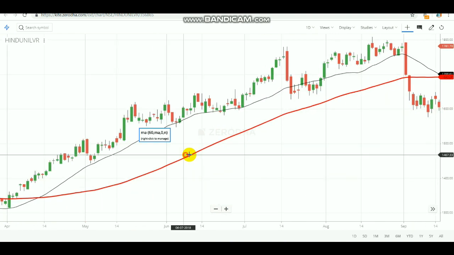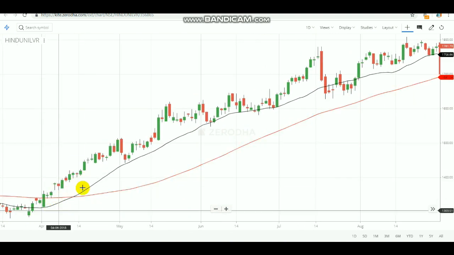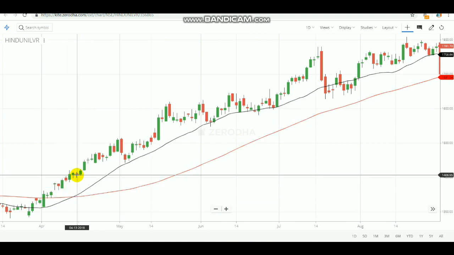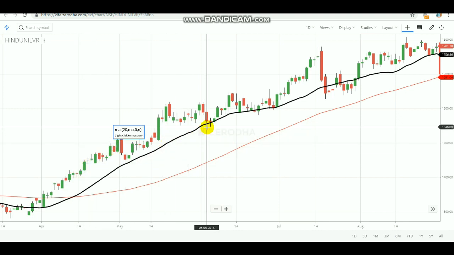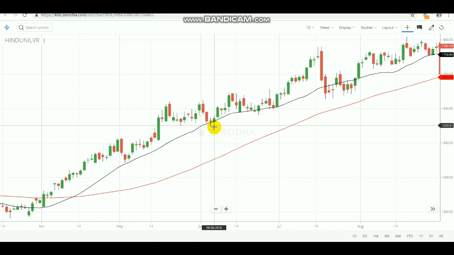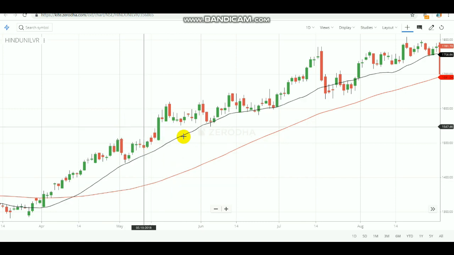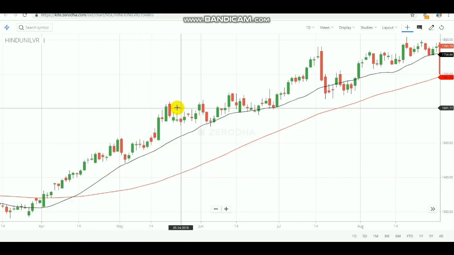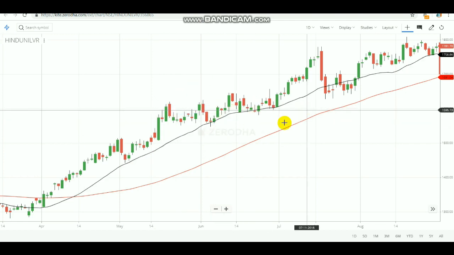Let's check with the buying trend again. Here the crossover has happened. After the crossover has happened, you have made an entry at this point. The market went up continuously without touching the black line at this point. So if you have waited very calmly and observed this Hindustan Unilever, you have earned more than 100 points of profit like that.